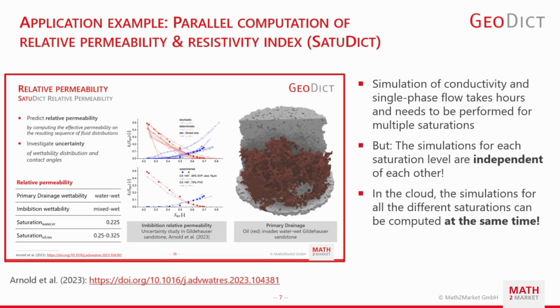Another application example comes from GeoDict. When you want to compute the relative permeability and resistivity index within GeoDict, the simulation of the conductivity and single-phase flow has to be performed for every saturation level. And this potentially takes hours for large structures. But the simulations for each of these saturation levels are actually independent of each other. So using the cloud, those simulations for all the different saturation levels could actually be computed at the same time, saving again a lot of time.